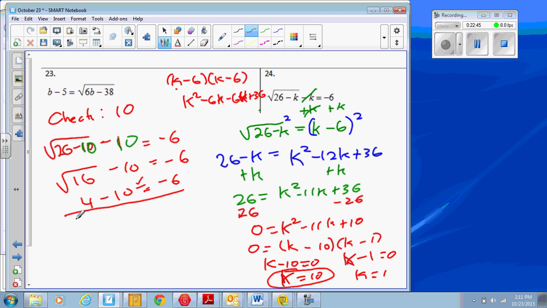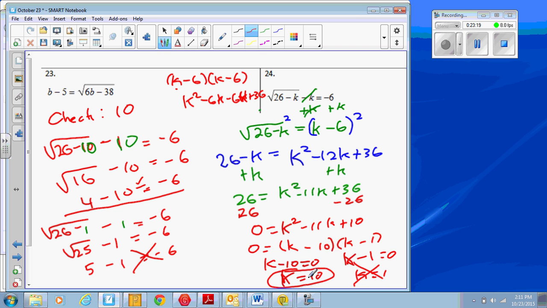So we're doing this one over here. That's going to be the square root of 26 minus 1, minus another 1, equals negative 6. So that becomes the square root of 25 minus 1 equals negative 6. That's 5 minus 1 equals negative 6, which is not true. So 1 is not a solution. So we only have one solution, and that's 10.